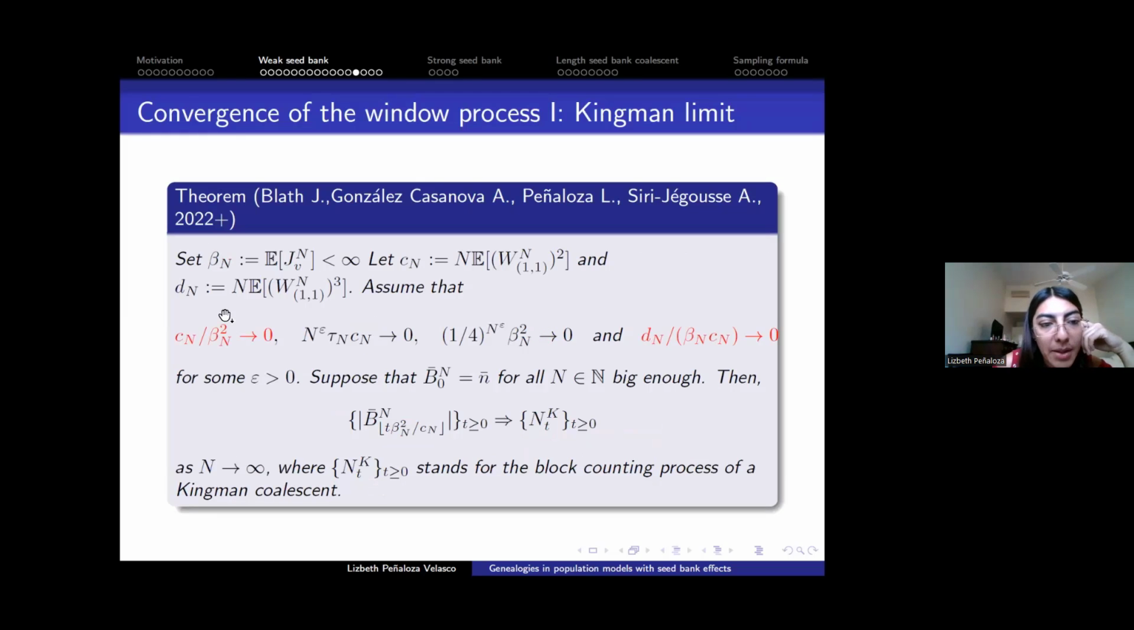In this case, beta n is equal to the expectation of J. If you remember, J says how many generations back the parent of B is living. So if Cn over beta n squared converges to zero, and Dn over beta n times Cn converges to 0, we have that the Windows process converges to a block counting process of a Kingman coalescent. These are only technical assumptions.